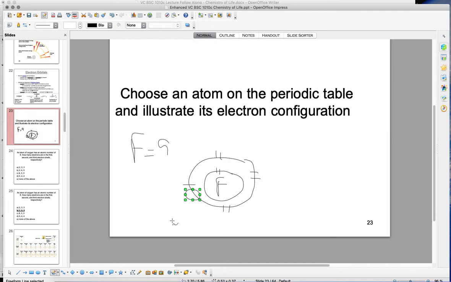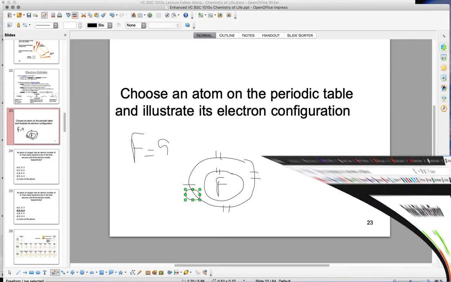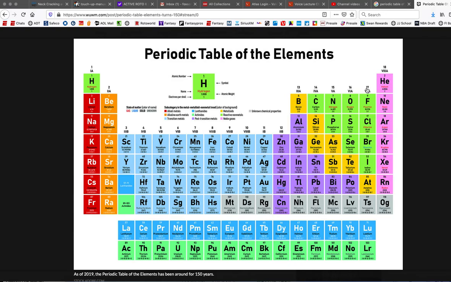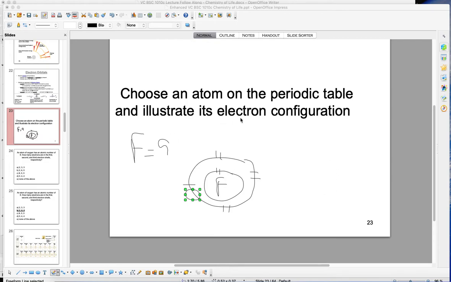All right, so this is fluorine. Fluorine's atomic number we said is 9, so it's 2 in the first shell, and then 7 in the second shell, and its valence is just missing 1, right? If we went back and looked at the periodic table, we can see fluorine is in column 7, because it has 7 in its valence shell. Okay, so hopefully you guys had an easy time choosing an atom and illustrating its electron configuration.